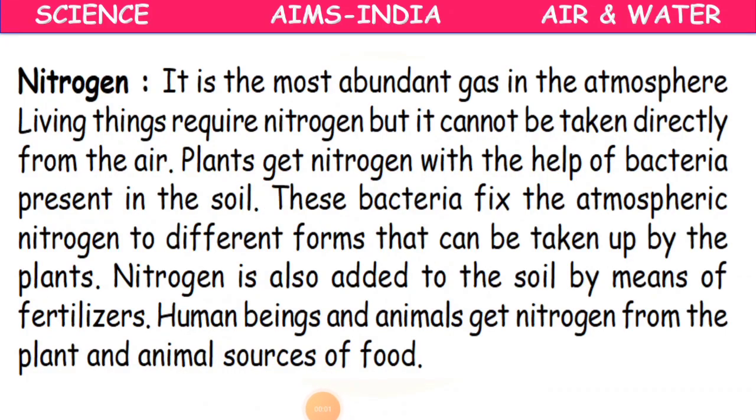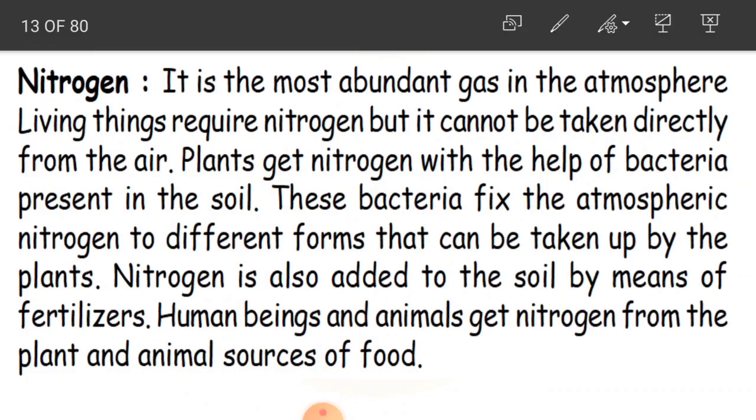Let's learn about these gases in detail, starting with nitrogen. Nitrogen is the most abundant gas in the atmosphere. Most abundant means available in large quantities, plenty of. As we said, 78% is available. That is, the largest quantity of gas in the atmosphere is nitrogen.